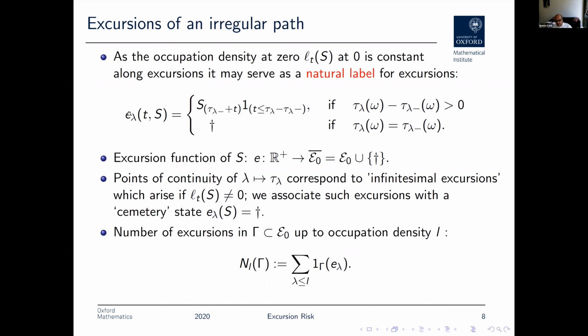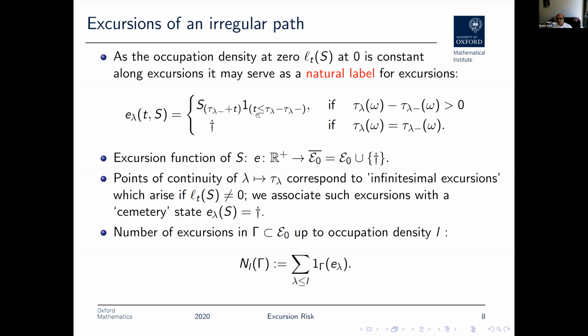And so we can define such a thing as the excursion of S along which the occupation density is lambda, and we will call this E lambda. And what is this? Well, it's just a piece of S. It starts at the beginning of the excursion and it ends when it reaches back to zero. So it's just S, but starting from the beginning of this excursion and ending when the excursion ends.